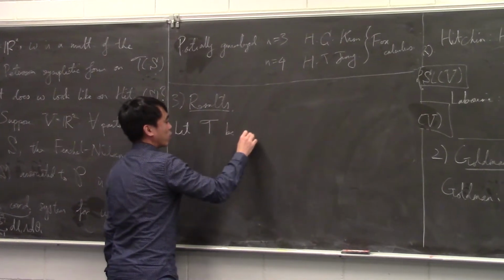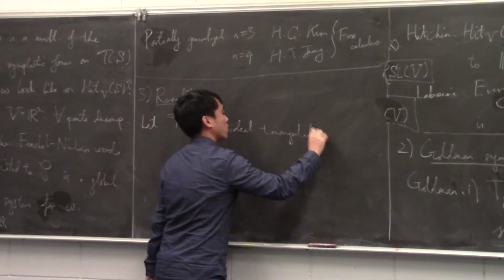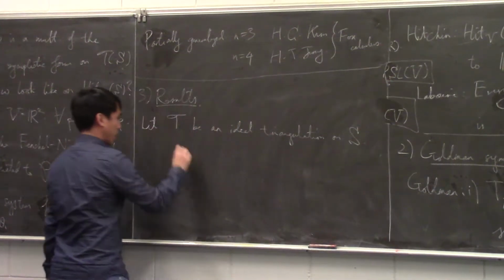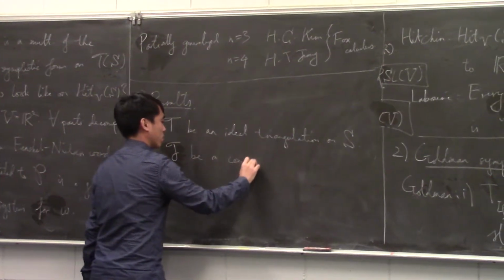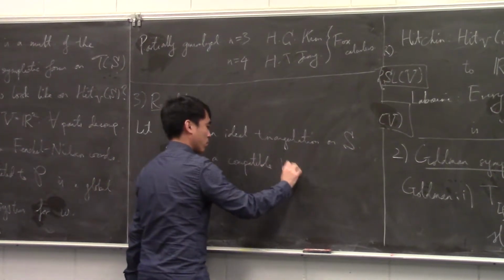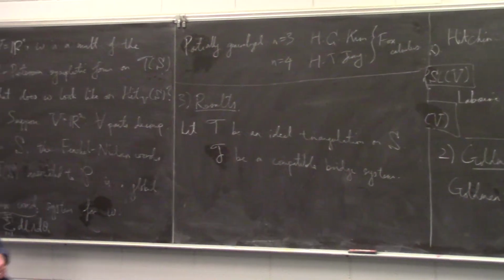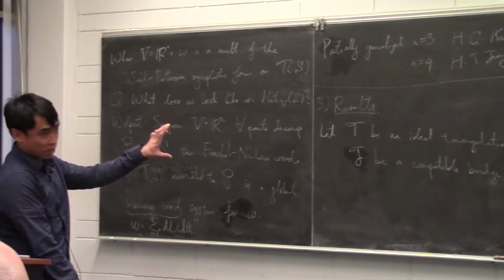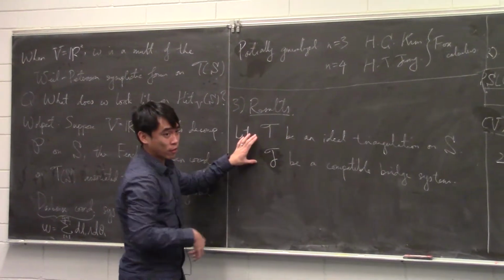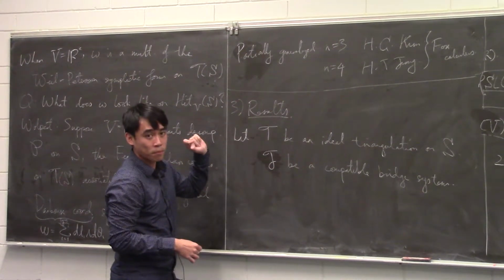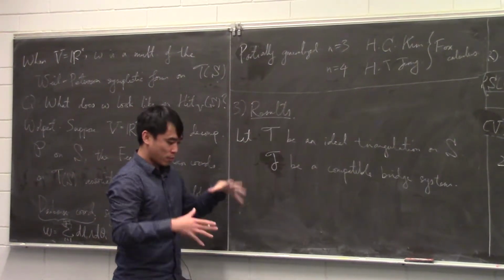Let T be an ideal triangulation on S, and then I'm going to let J be a compatible bridge system. I'm going to tell you what these two objects are, but I would like to first emphasize that these are purely topological. Once I specify the fundamental group of my surface, I can use that to tell you what these two objects are.